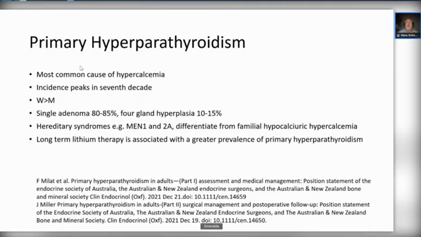I will talk later on about familial hypocalciuric hypercalcemia, as PTH will help you differentiate it from primary hyperparathyroidism in that setting. But PTH is probably not the most helpful test there. Lithium therapy is associated with a greater prevalence of primary hyperparathyroidism, and at the bottom again is the consensus statement of the Australians that is in press at the moment.